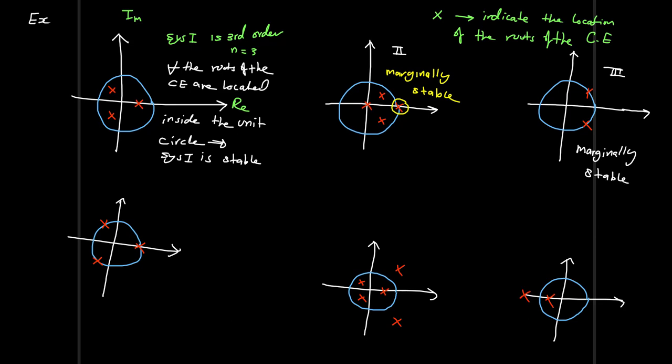Now what about this system here? This system has multiple roots on the unit circle, so the system is unstable. Multiple poles on the unit circle.